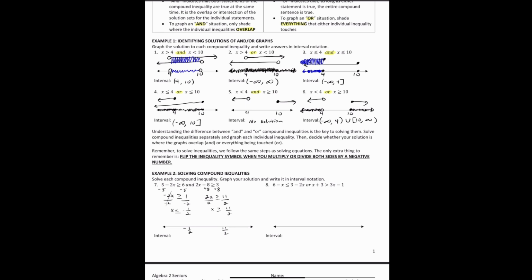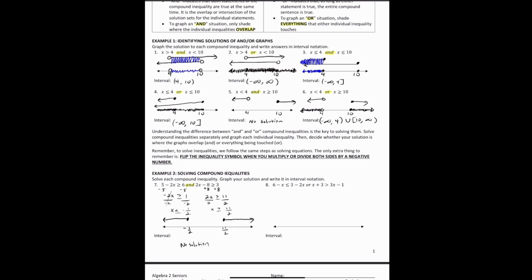So at negative 1/2, since it's x less than or equal to, it's a closed dot, and I'm going to be shading to the left. And at 11/2, since it's x greater than or equal to 11 over 2, it's a closed dot, and we're going to be shading to the right. Now, look at our conjunction. We have the word and. We are looking to see if these two inequalities overlap. Do they overlap? No. So what do we need to put if they don't overlap? No solution.